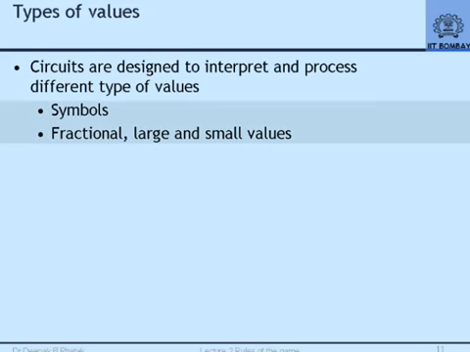Curiously, these types of values include fractional values or large and small values of the kind that we saw. Remember exponential notation, 1.2 e minus 10, etc. Those values can be represented. So, there are circuits which are called floating point circuits. We will see separately why they are called floating point.